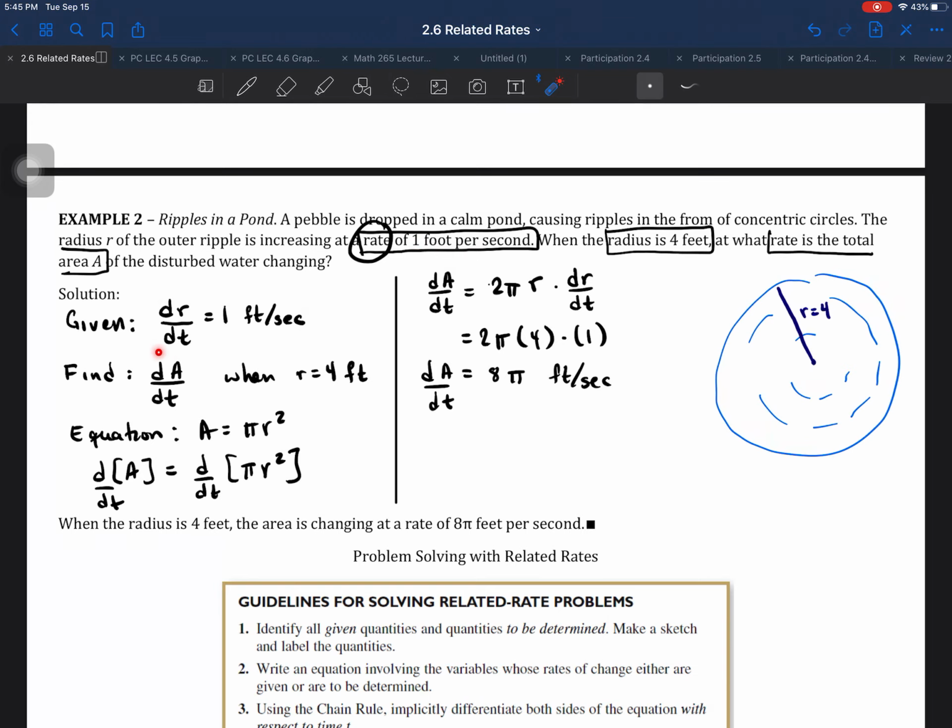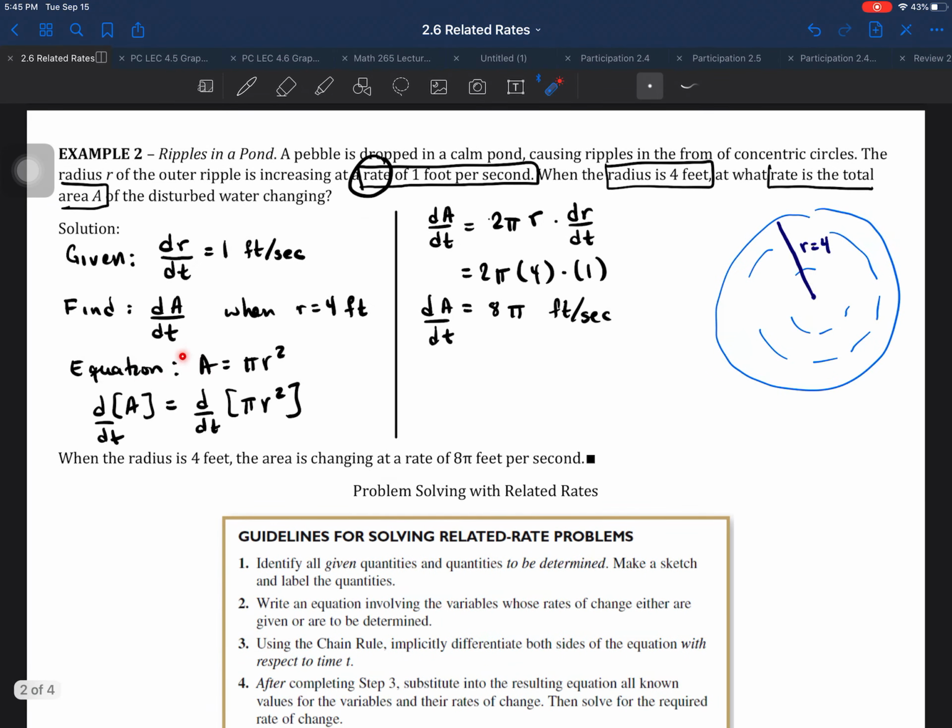So what they gave me was that the derivative, the rate of the radius over time, dr/dt, is 1 foot per second. You see how we're given this, and you see how we're looking for this? We're also looking for this at a particular moment, and the moment is when the radius is 4 feet. They say that in here.